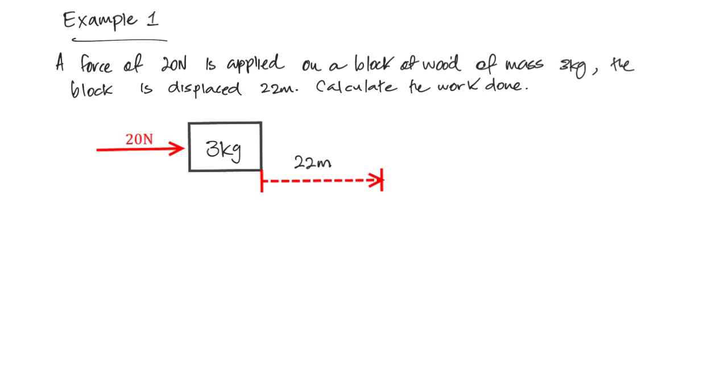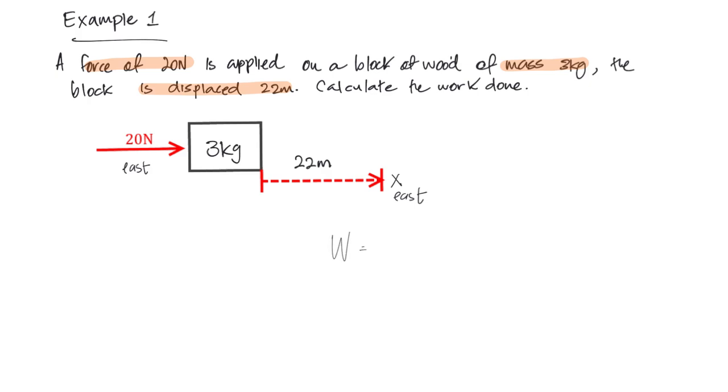All right, in this first example, it says a force of 20 newtons is applied to a block of wood which has a mass of 3 kilograms. The block is displaced 22 meters. Calculate the work done. They've given us an image here, and I can see a block that is being pushed by 20 newtons of force, and it moves 22 meters. If I check my direction of force, that is going east, and the displacement is also east. Already I can see that I can do the calculation.